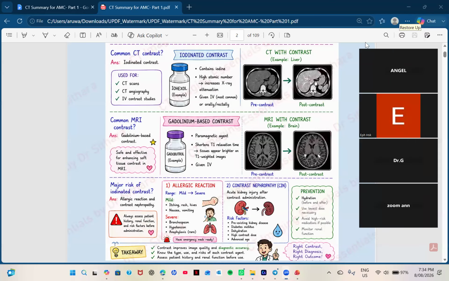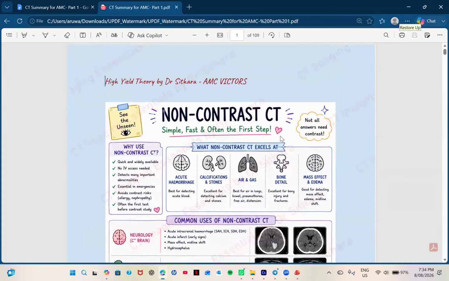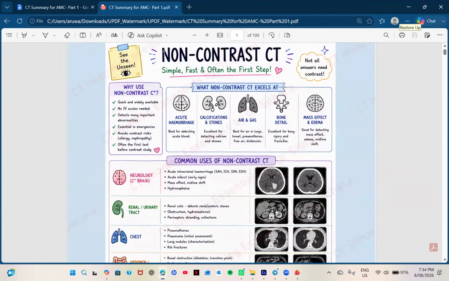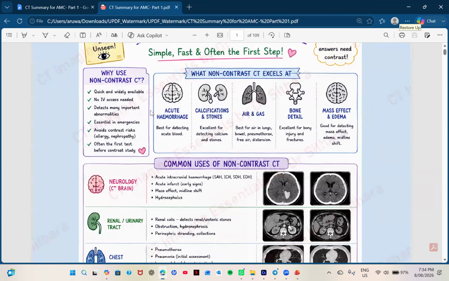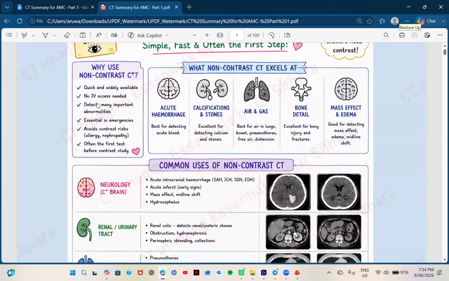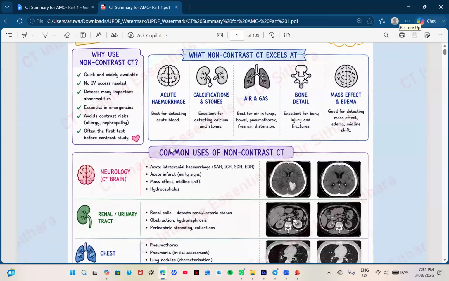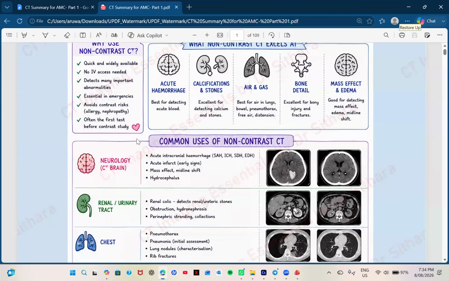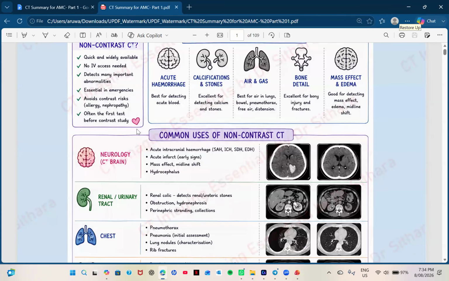So here, okay. What do you know about CT? We have two types of CT, right? Non-contrast CT and contrast CT. So where are we using non-contrast CT, and why? It's quick and widely available, right? No IV access needed. It detects many important abnormalities. Just a general idea. Okay, I will quickly go through it because that is also somewhat helpful. It avoids contrast risk, right? Allergies, nephropathies, and it is often the first test before the contrast study, right?